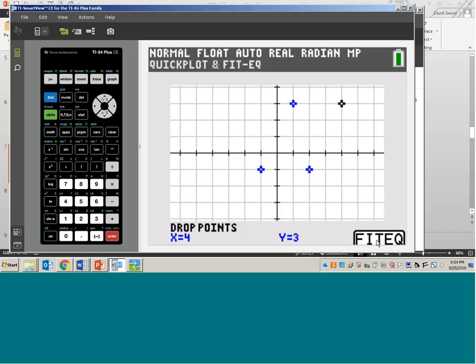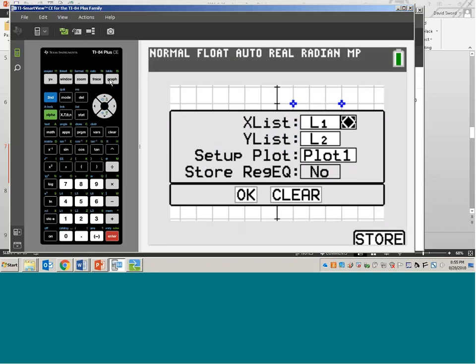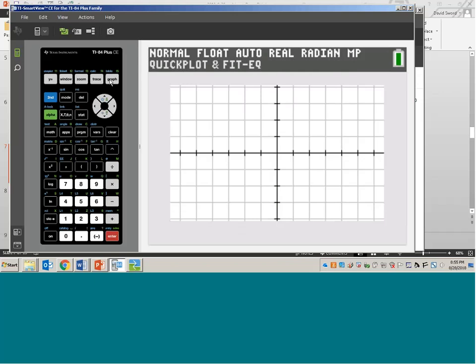And this soft key above y equals says fit EQ. If I press graph right now, one of the things that I can do is just tell this plot to plot the points only. And when I do that, by default, it asks me L1, L2, plot 1. I'm going to press OK, and there are my points. And the challenge that we give the students is, can you write a piecewise function that matches this parallelogram?